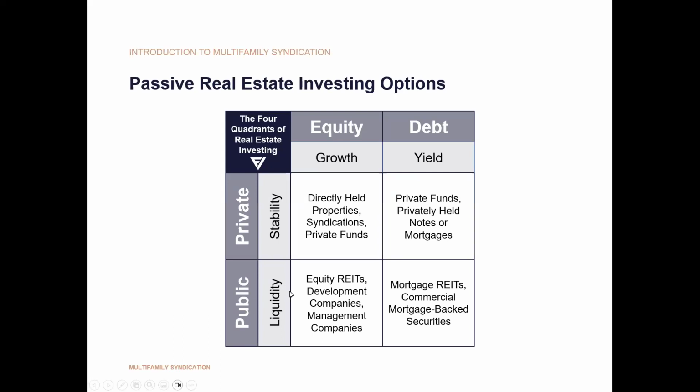And then something that a lot of people are really familiar with would be public equity. So equity REITs, management companies, these things are traded publicly on the market. So you can still get some seriously strong growth, but you also get the liquidity potential. With that liquidity, though, you sacrifice some of the stability that comes from the private markets. And then the public debt options, such as your mortgage-backed REITs, mortgage-backed securities, things like that.